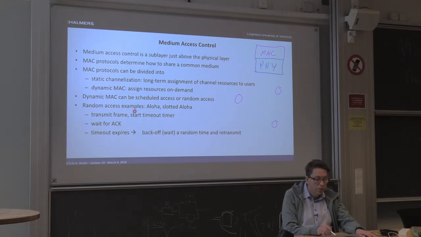Dynamic MAC could be either structured, scheduled, or not so structured, random. Typical random access examples are ALOHA and slotted ALOHA. Very simple, close to stop and wait. Transmit a frame, start a timeout, wait for an ACK. If the timeout expires, back off, wait a random time, and retransmit. Super simple, but not very efficient.